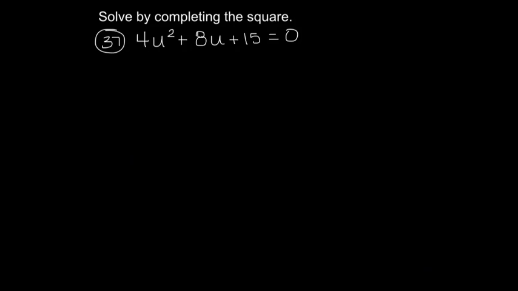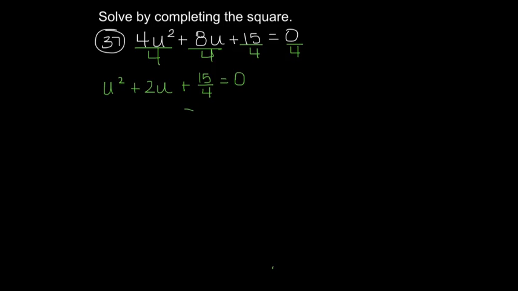For this one, I have to notice that the u squared has to be by itself, so I have to divide everything by 4. Dividing everything by 4, including the constant and including this 0, leaves me with u squared plus 2u plus 15 fourths equals 0. I want to keep the 15 fourths as 15 fourths. I don't want to rewrite it as a mixed number or as a decimal.